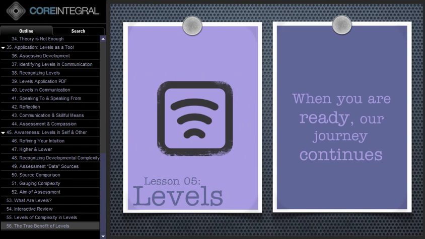From here, we turn to the next element of the integral approach called states, yet another beautiful aspect of your own awareness and experience. And even more exciting, we'll encounter another developmental spectrum, this time not through structures of vertical transformation, but through states of horizontal unfolding.